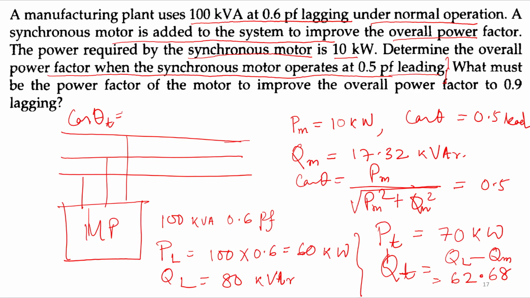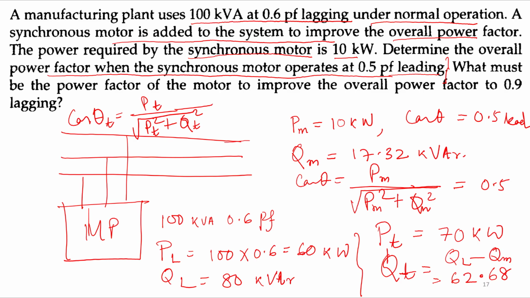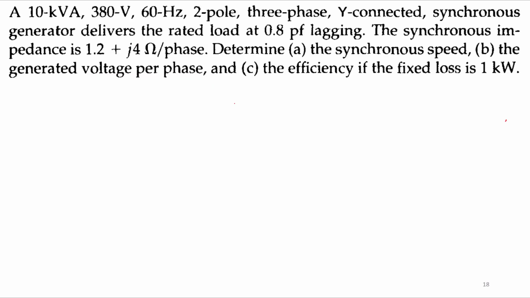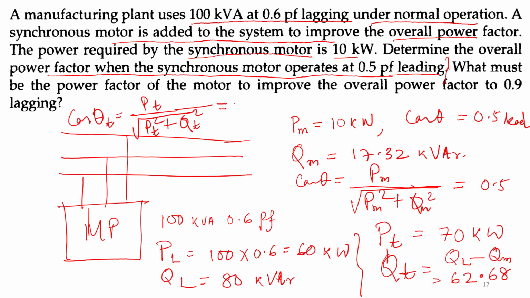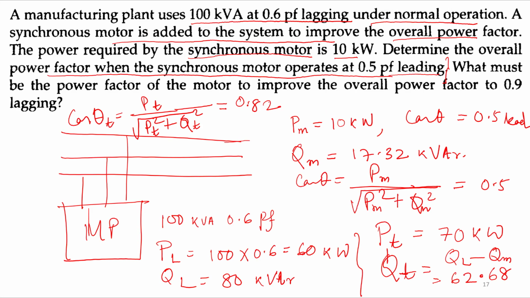So then you find it PT by square root of PT square plus QT square. Okay, how much did you get? 0.82. So everybody getting this 0.82? Everybody got 0.82? Then second part you do yourself. Second part, can you do?